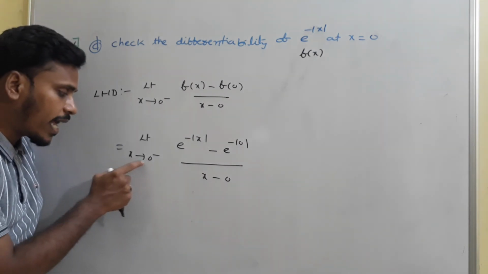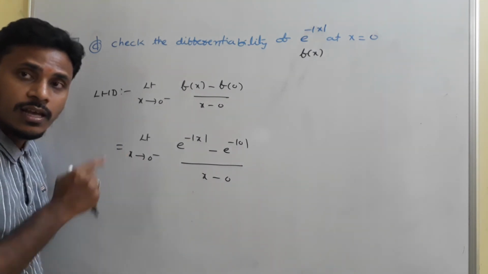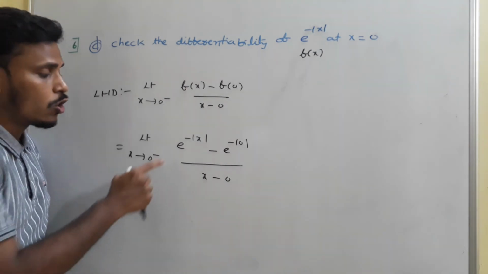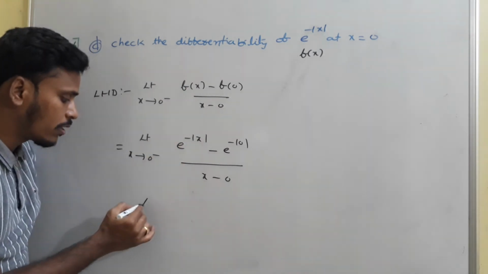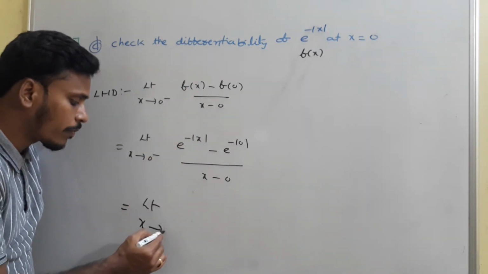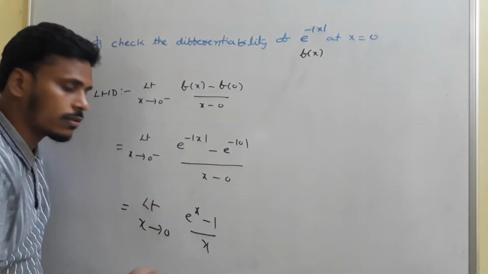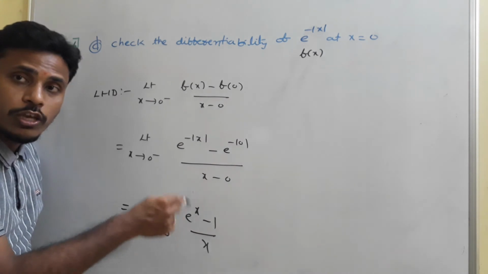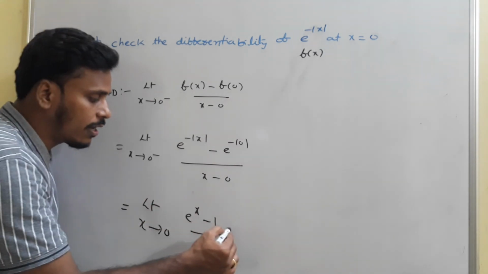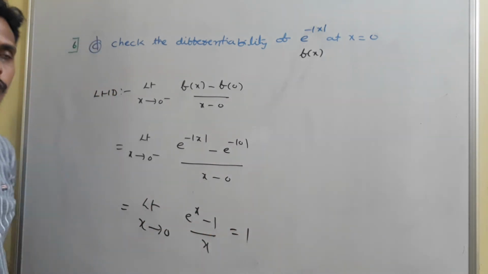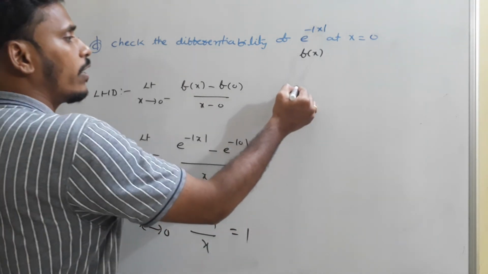As x is tending to 0 minus, x is less than 0, so modulus of x is minus x. If you replace mod x with minus x, you will get e power x minus 1 by x. And the limit as x tends to 0 of e power x minus 1 by x is a standard limit and its value is 1. From limits we know it. This is the left hand derivative.